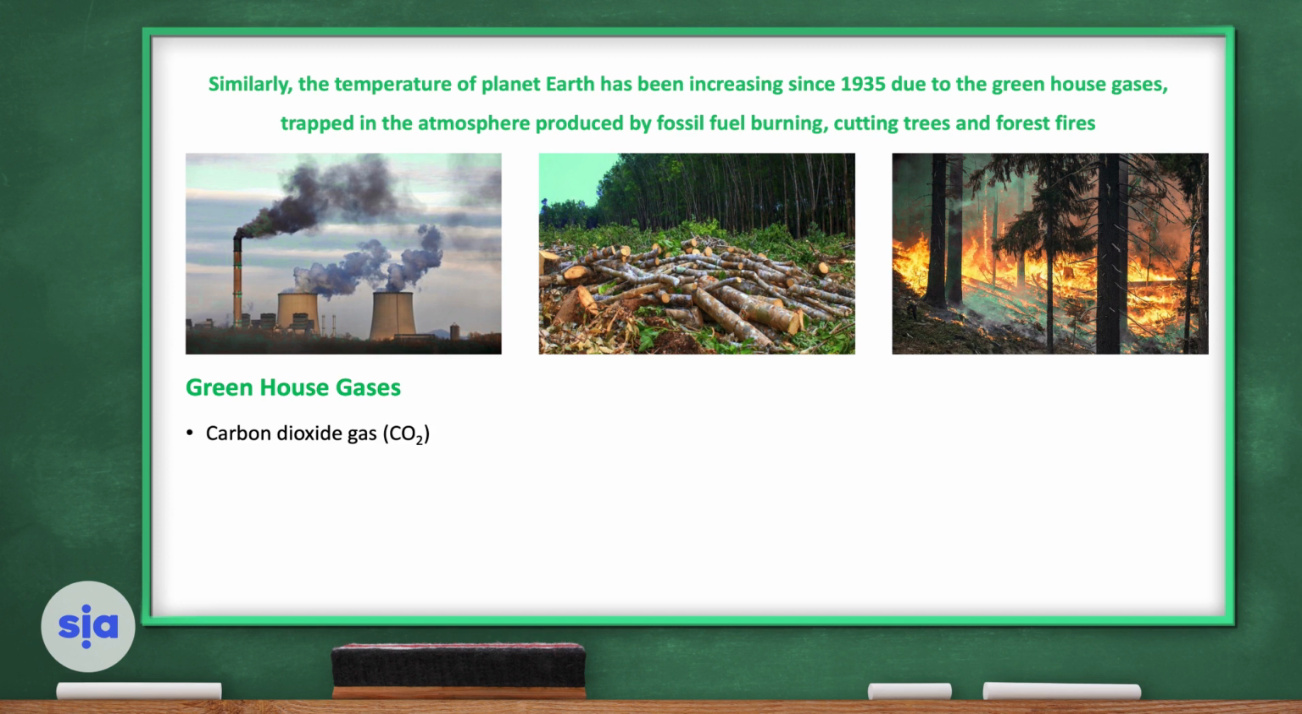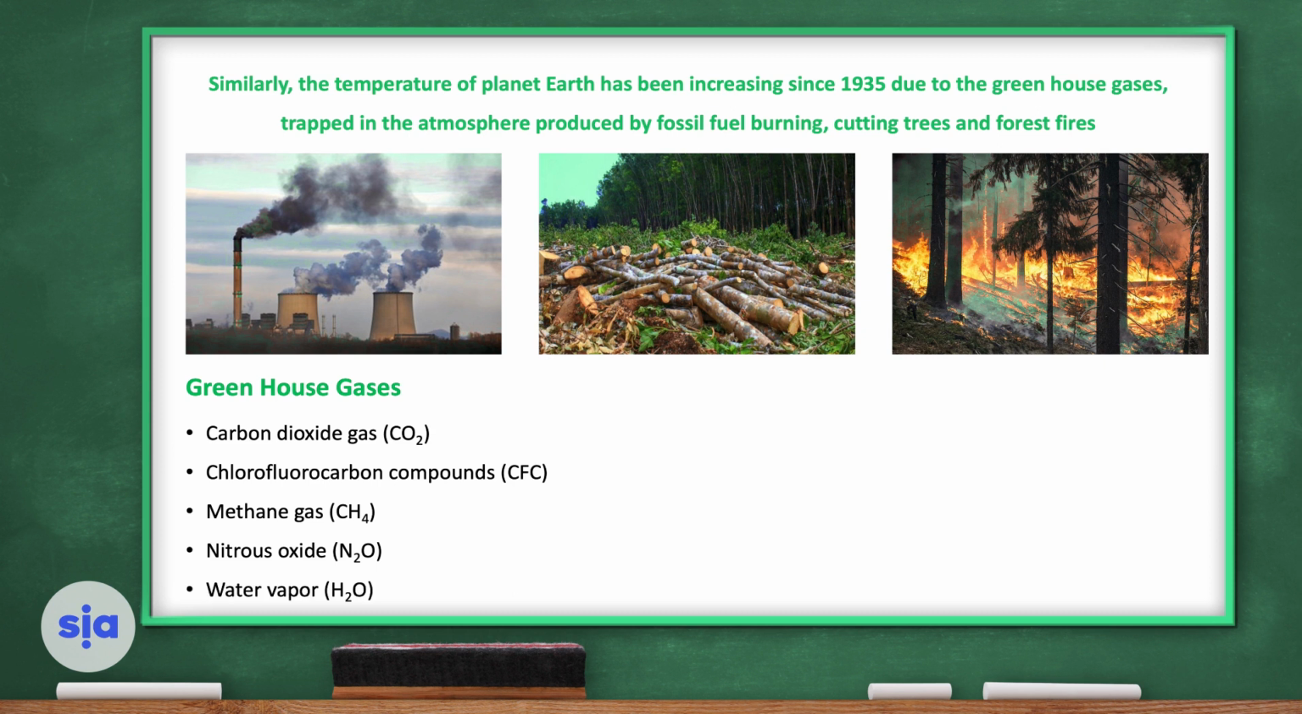What are the greenhouse gases? As we said, carbon dioxide gas is an example. Chlorofluorocarbon compounds are another example. Methane gas and nitrous oxide are also greenhouse gases. All these greenhouse gases, if trapped or if their concentration increases inside the atmosphere, will increase the temperature of Earth.